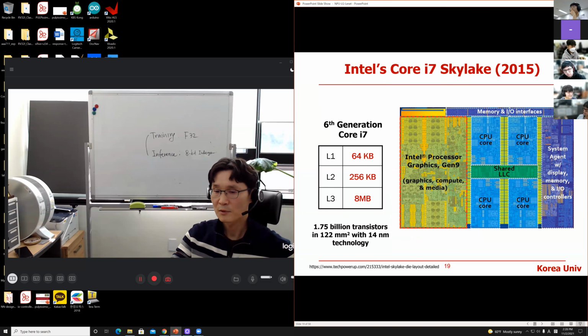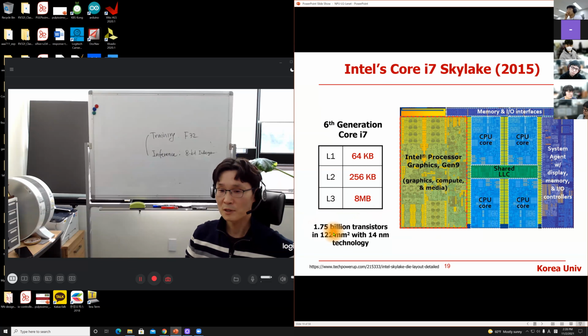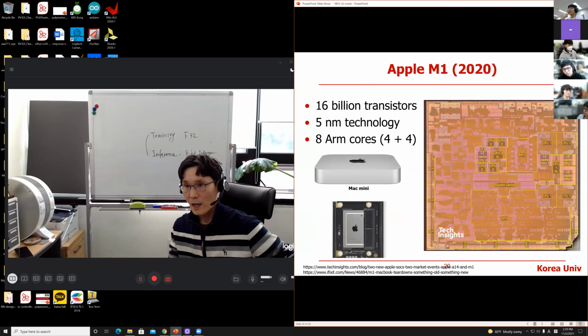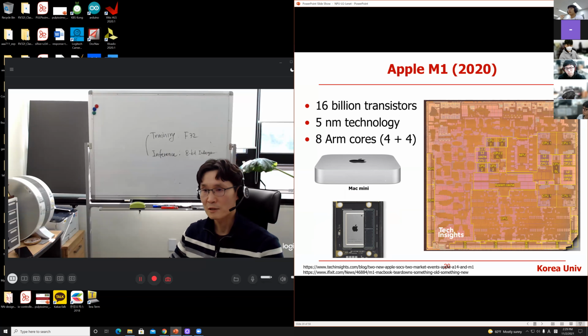Okay, probably move on. On this slide, I'm trying to show you this data. How many transistors? 1.75 billion transistors. And cache size, 8 megabyte. And Apple M1 application processor. I recently bought an iMac, which includes this application processor M1.